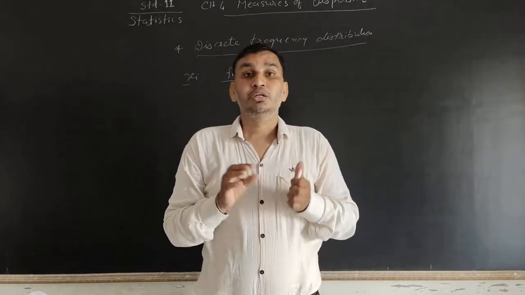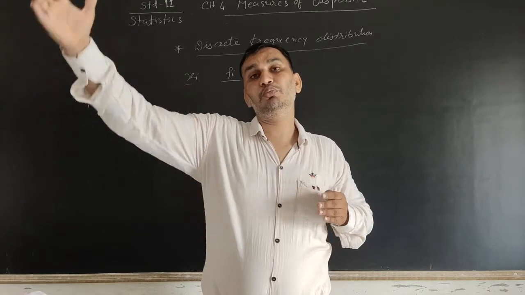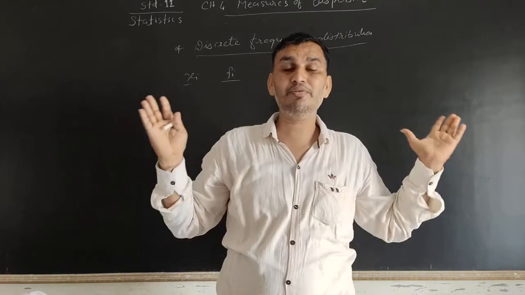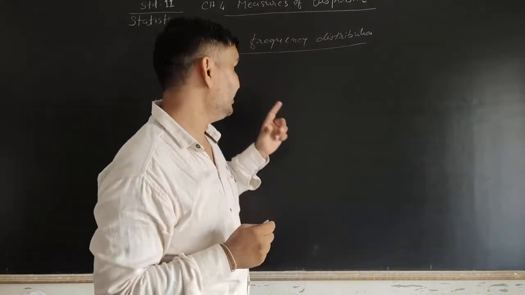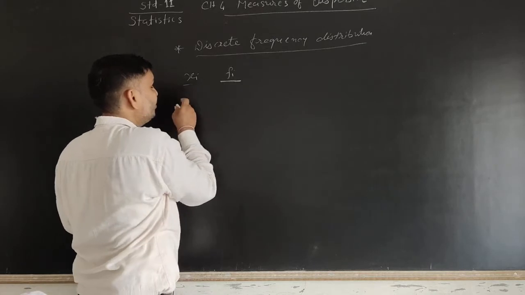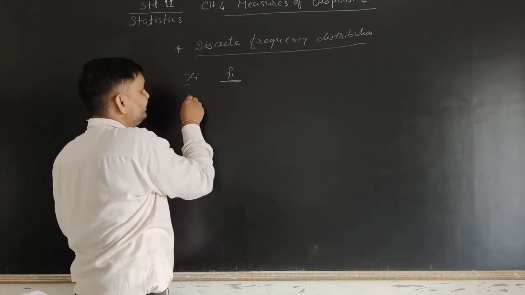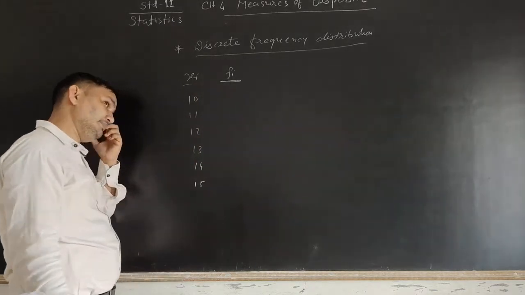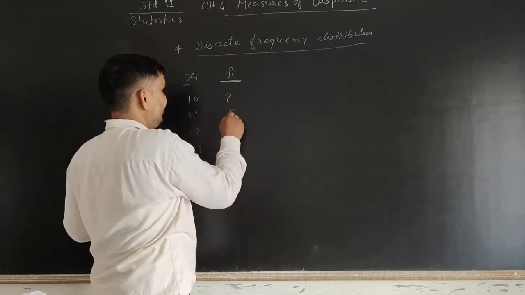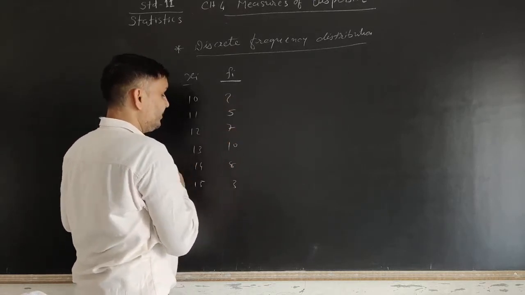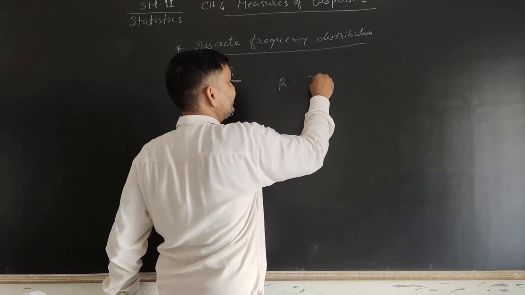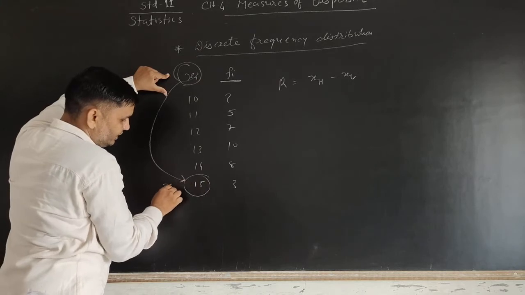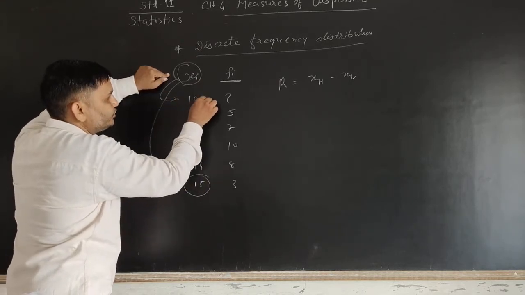In that, the number of frequency, whether you have 100, 200, 300, 400, does not matter much, but how much the observations are spread from each other, that affects the value of range. So here for example I will take 10, 11, 12, 13, 14 and 15, with frequencies 2, 5, 7, 10, 8, 3. To find the range, R is equal to XH minus XL. The highest value is 15, that is called XH. The lowest value is 10, that is called XL.